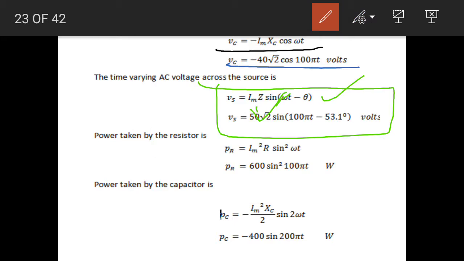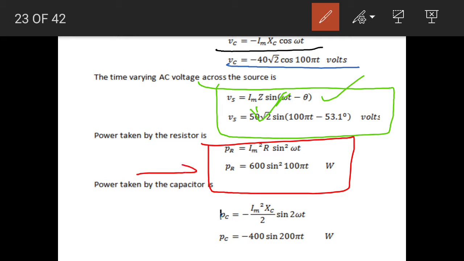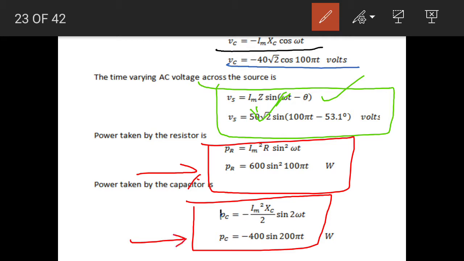We calculate the power taken by the resistor with the help of this particular equation, Im square R sine square omega t, and if we put the values on the right hand side, the power taken by the resistor will be equal to 600 sine square 100 pi t. Similarly, we calculate the power taken by the capacitor with the help of this particular equation, minus Im square Xc by 2 sine of 2 omega t. If we put the values on the right hand side of this equation, we get minus 400 sine of 200 pi t.